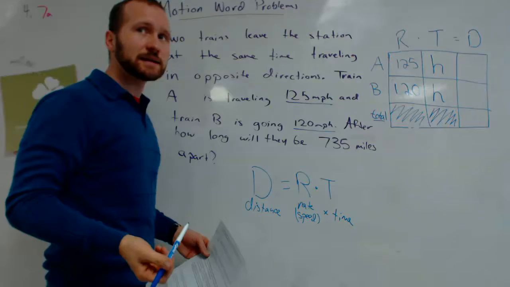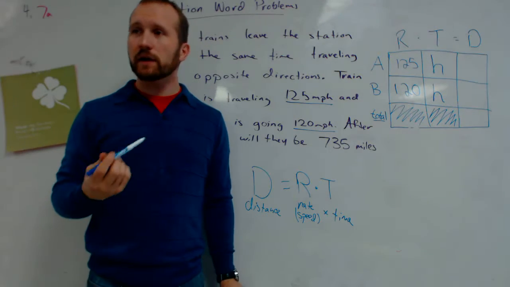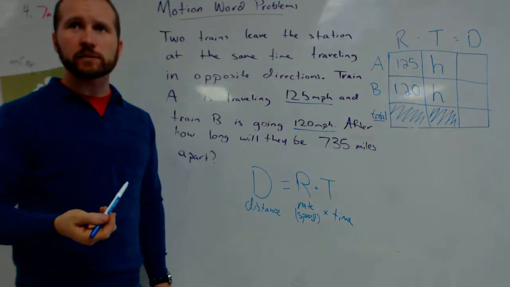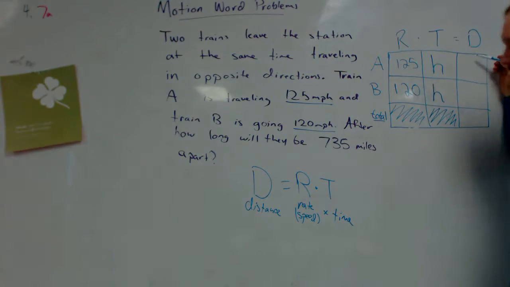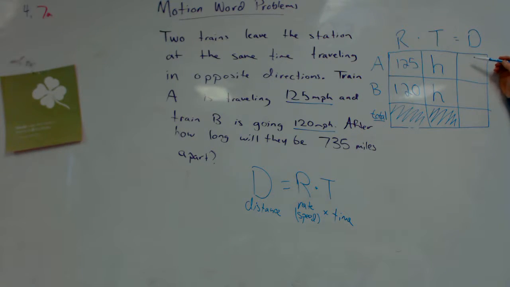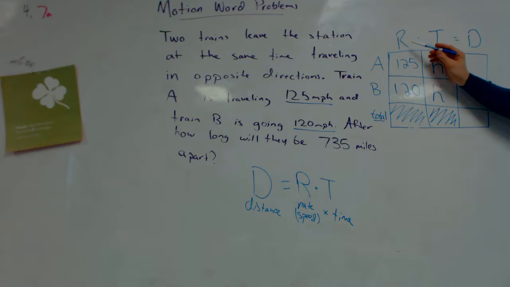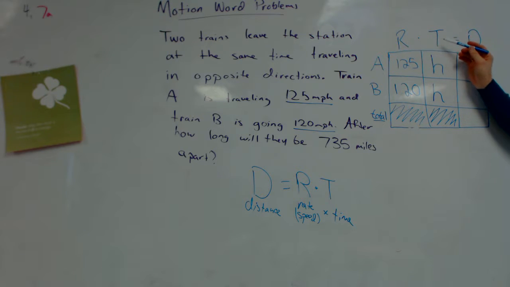Now here's the key step. Here's where I think this table really helps us. What is the distance? Well, the distance is just the rate times the time.